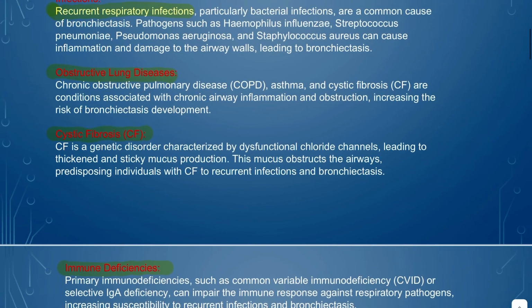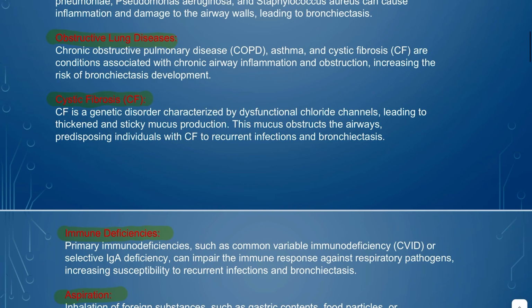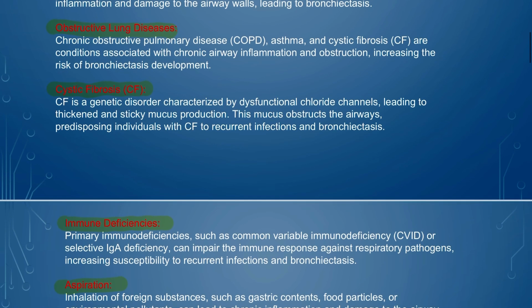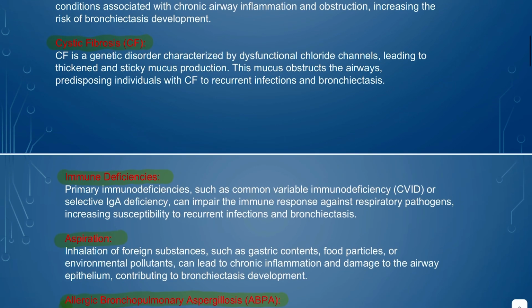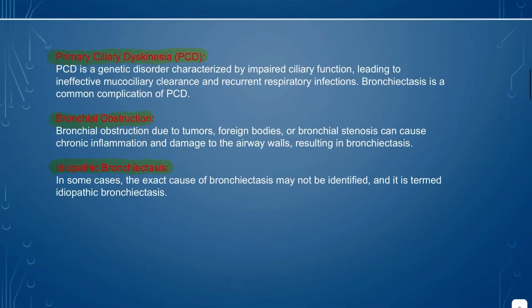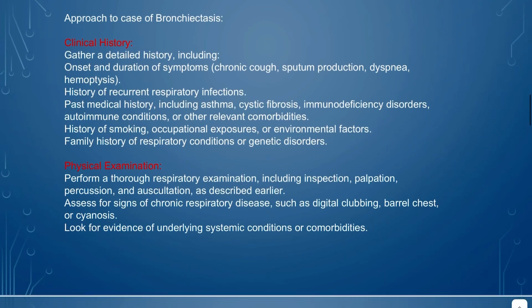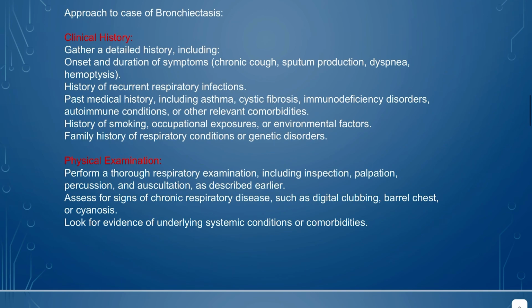So I mentioned many differential diagnoses here. If you can remember three or four of them, I think that should be enough. Now, how will we approach a case of bronchiectasis? Sometimes they will ask how you'll approach this patient. So always start with the clinical history.